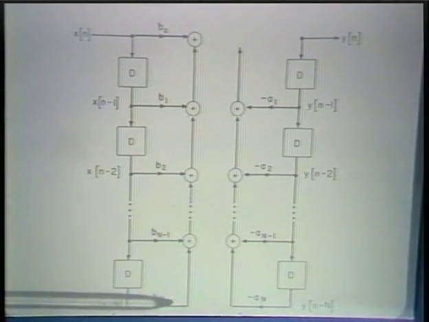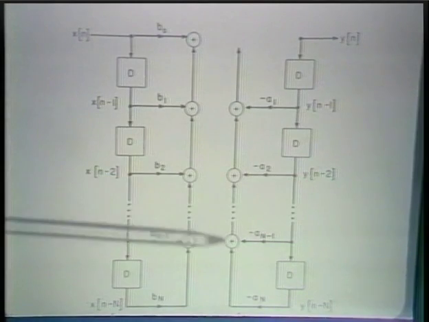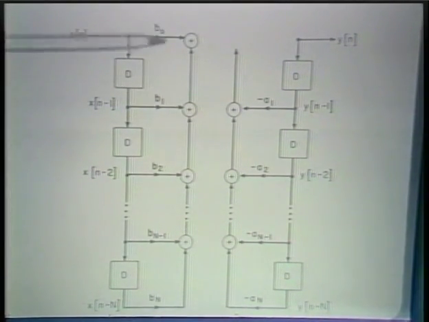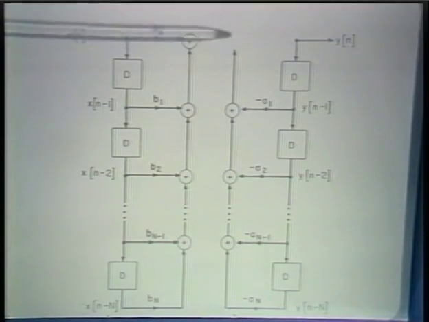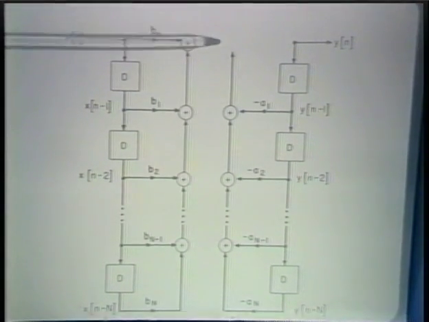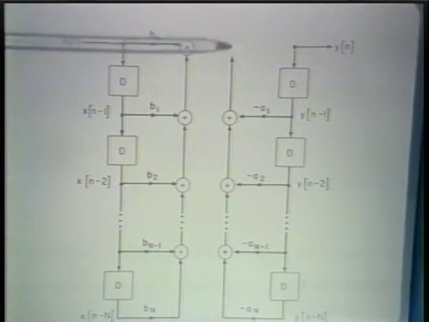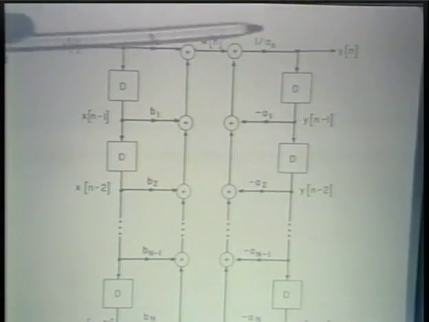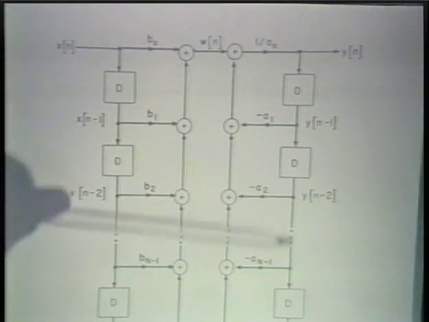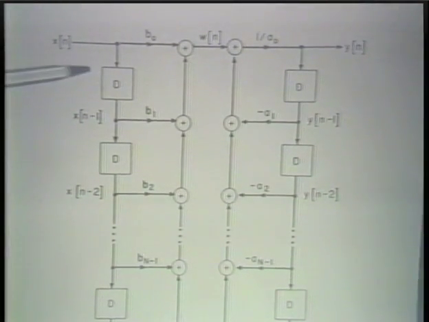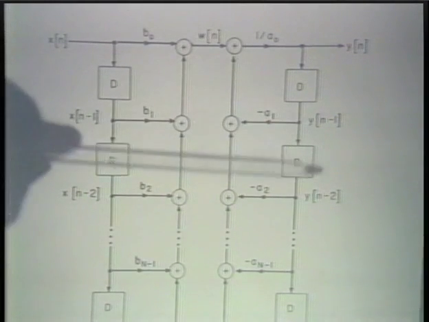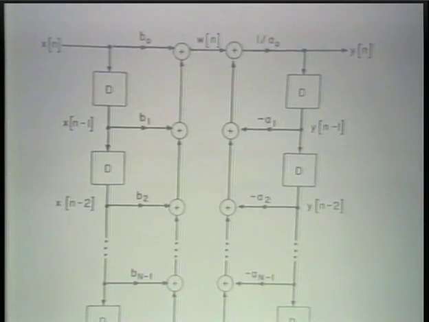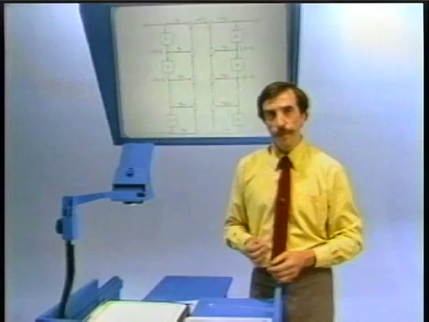And so we now will sum these, and we'll sum these. After we've summed these, we want to add those together, and there's a factor of 1 over A0 that comes in, and that then generates our output. And so this, in fact, then represents a block diagram, which is a general block diagram for implementing or representing a linear constant coefficient difference equation.